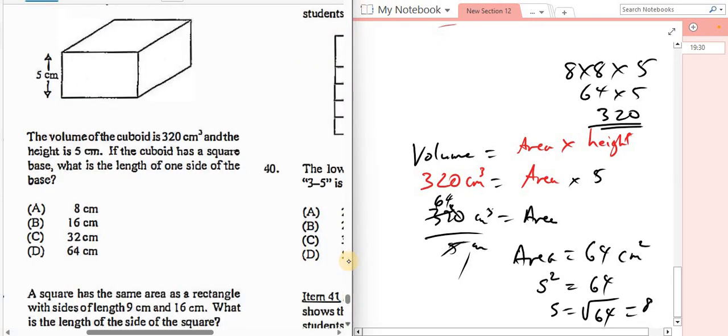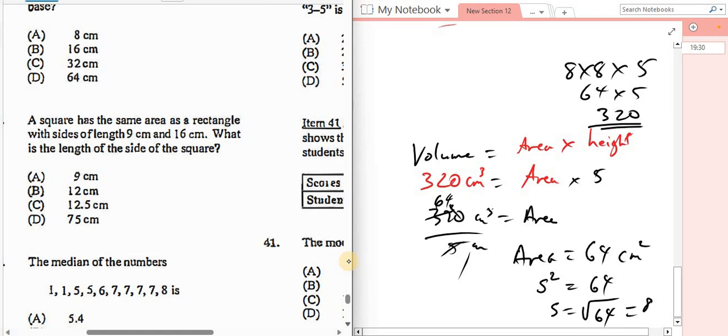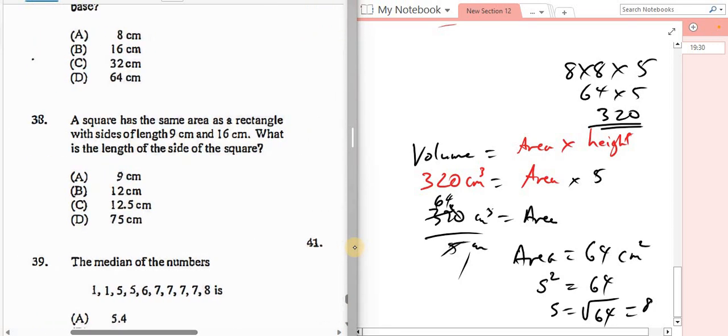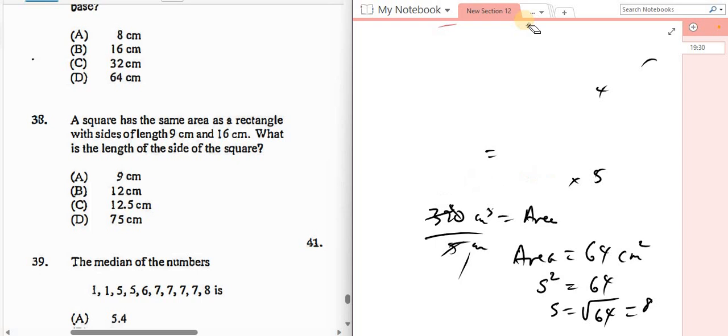What's 38? A square has the same area as a rectangle. What's the last one? This is the last one. But after 38 is statistics. So let's clean up this one and done. No, I'm going to a new topic.